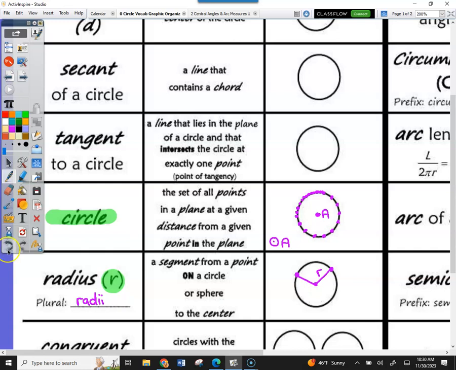Now what we're going to do is name one of them. Let's call this circle A, and we're going to call this point right here B. So if I wanted to talk about that specific radius right there, I would call it segment AB. Or what's another way to call that? BA. Yes.